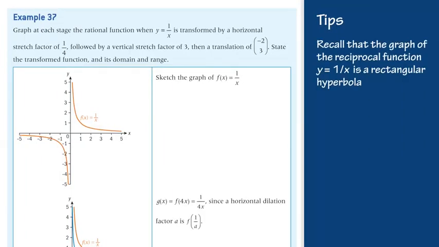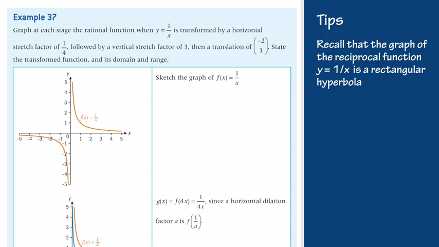Recall that the graph of the reciprocal function y equals 1 divided by x is a rectangular hyperbola. It is called rectangular because the graph of its asymptotes, x equals 0 and y equals 0, are perpendicular to each other. The orange graph is the graph of this function.